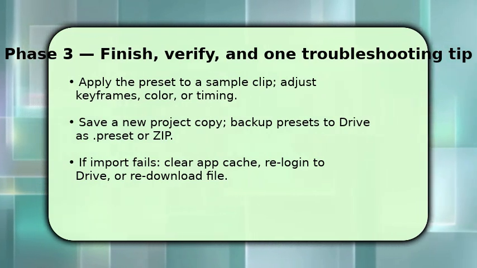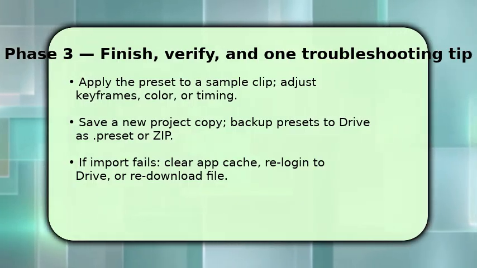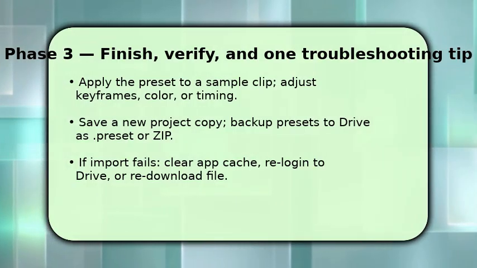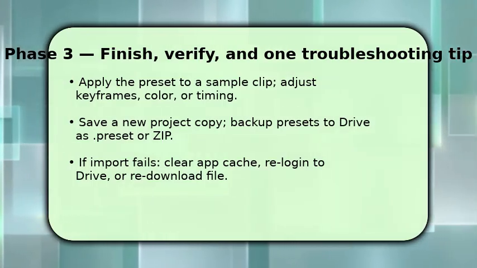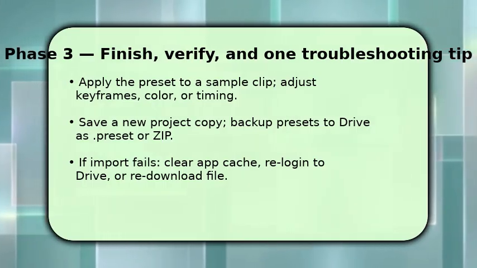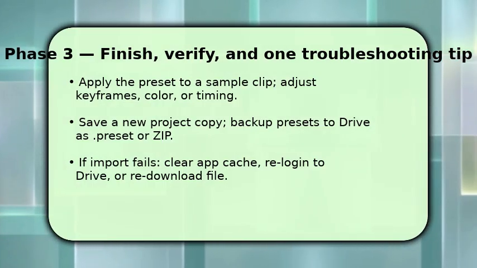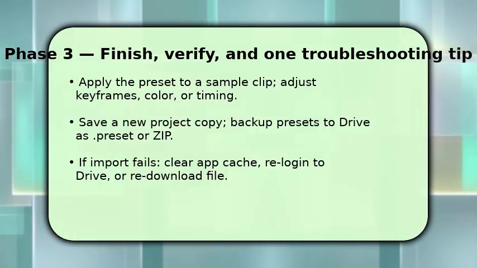Once you're happy, save a duplicate project and export the preset back to Google Drive as a preset or zip for reuse. If import fails, clear Alight Motion cache, sign out and back into Google Drive, and re-download the file. Those steps fix most permission or corruption problems. Finally, keep a local copy on device for offline access.